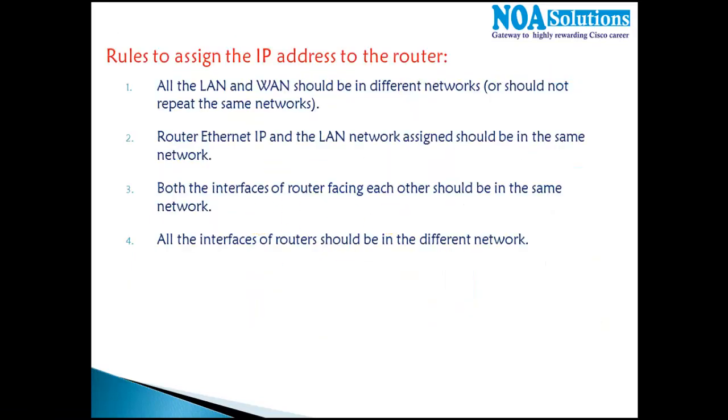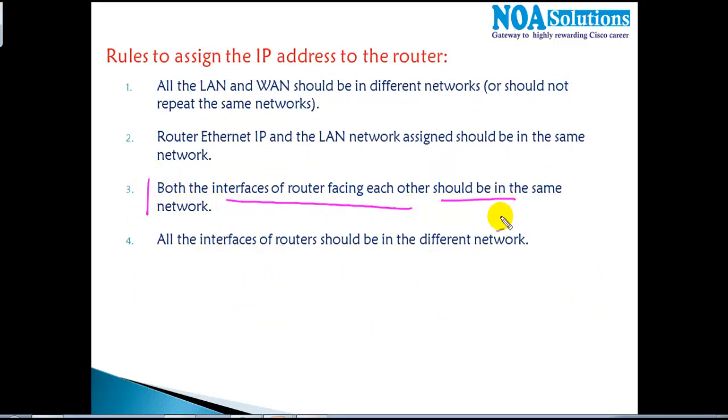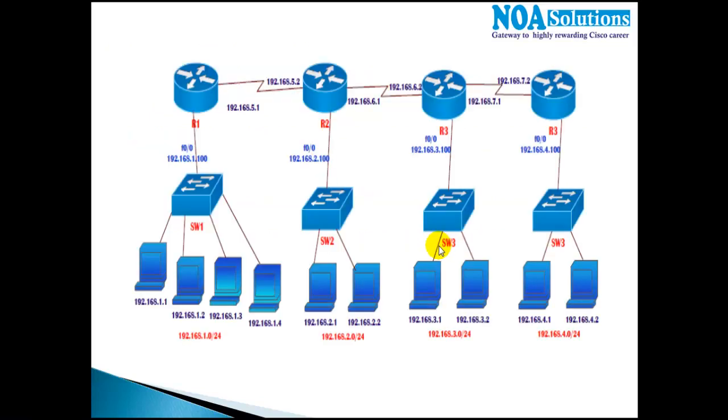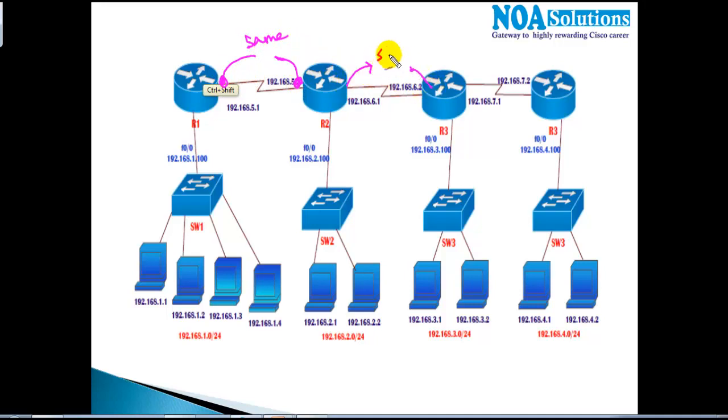Now the third rule is, we need to ensure that both the interfaces of the router facing each other must be on the same network. Which means now we are going to assign one IP address on this interface also, right? These two interfaces. Now these two interface IPs must be on the same network. Again, these two must be on the same network. Interfaces facing each other on the router must be on the same network.